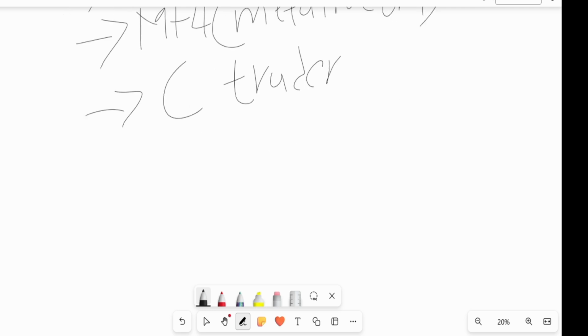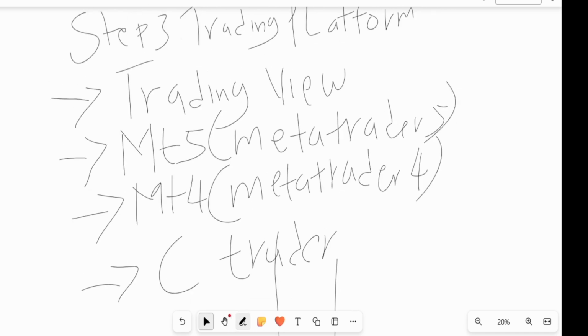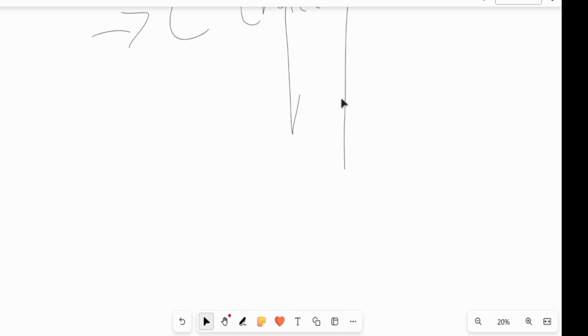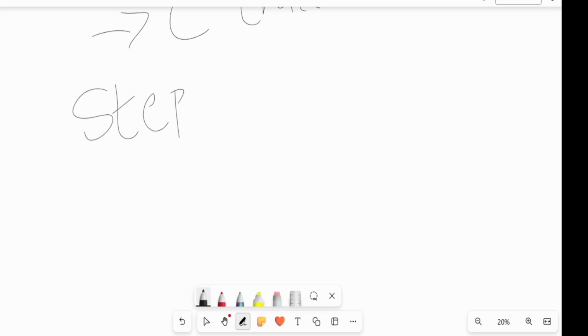Then, final advice. Which number is it? Sorry, this is step number 4. So step number 5, which is the most crucial: you need to get a good mentor.